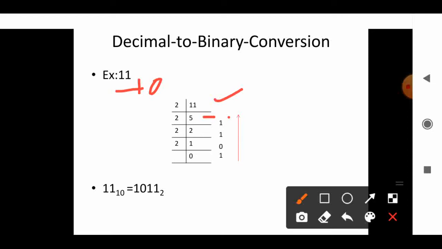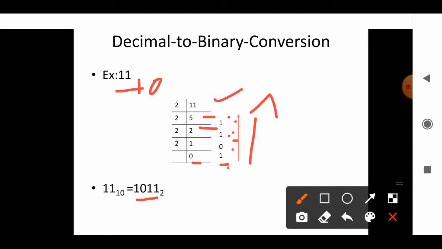Next, again you have to divide the number by 2. 2 2s are 4, remainder 1. Again divide by 2. 2 2s are 1, remainder 0. Here the remainder is 1. So this is the way you write the binary conversion, from the last. What is the value from the last? 1 0 1 1. So this is the binary value of the decimal number 11.